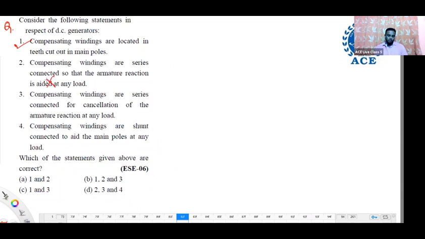This is wrong. When you connect compensating winding in series with armature, what is happening? Armature reaction is reducing, not increasing. So compensating windings are series connected for cancellation of armature reaction at any load.